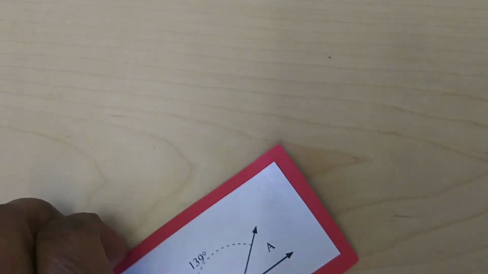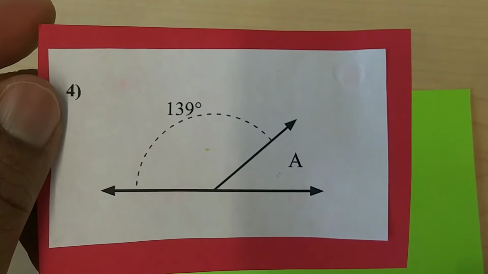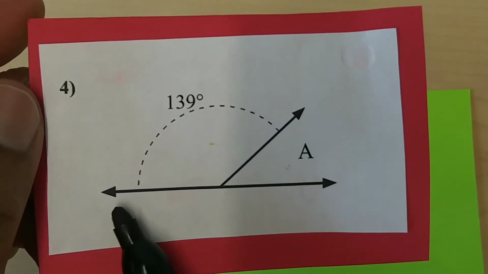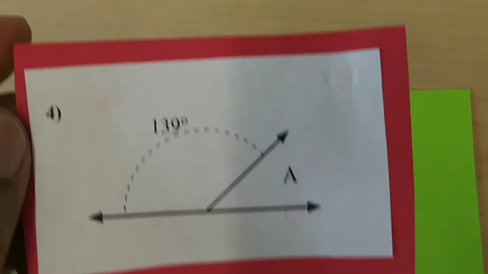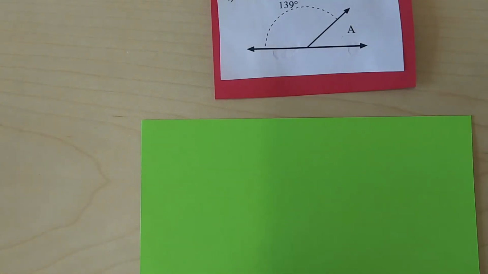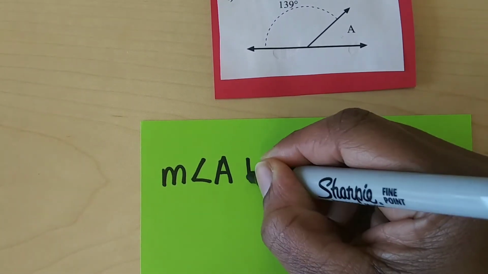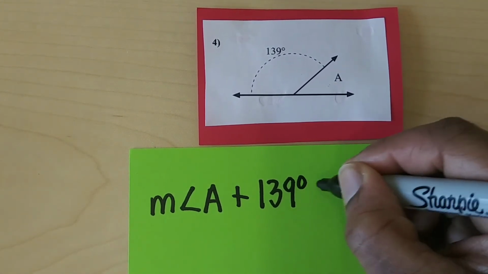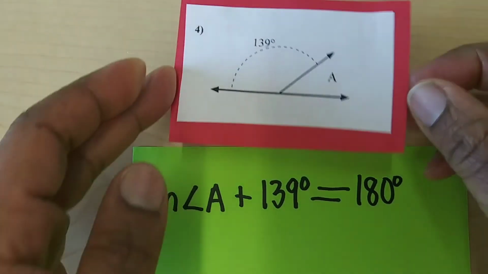What about this one right here? Okay, what type of angle is this? Is this a complementary or a supplementary angle? This right here is a supplementary angle because it has a straight line. Straight lines total 180 degrees. That helps me to understand. To find the measure of angle A, let's start by creating a simple equation. So the measure of angle A plus 139 degrees, which is given in the figure, together should total 180 degrees because it is a straight line.